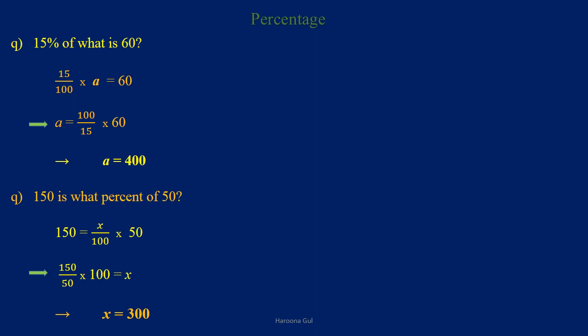So when we write it down in an equation form, we get 150 is equal to x over 100 into 50, right? Because it says 150 is what percent. So 150 is equal to what percent means x over 100, and of 50 means multiplied by 50. So what we're going to get is x is equal to 300. This means that 150 is 300% of 50, right? 200% would be 100 and 300% would be 150.